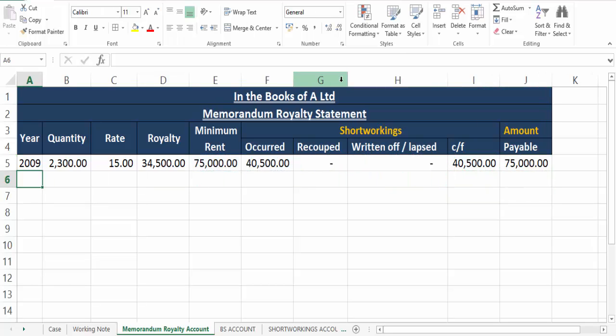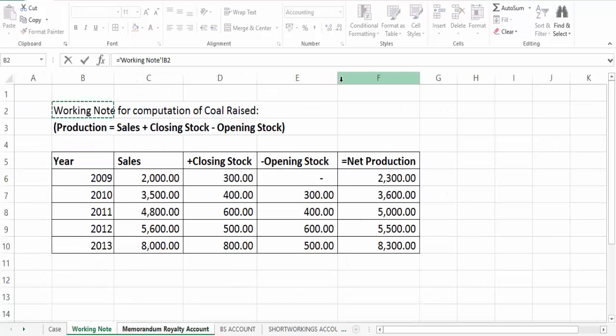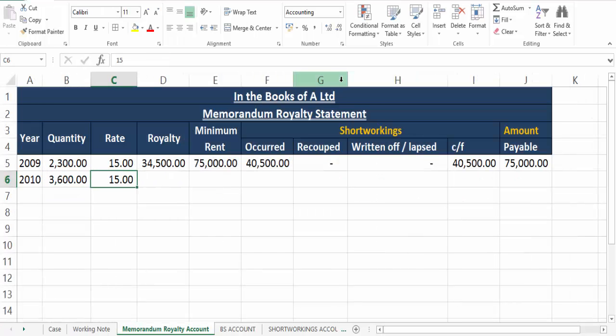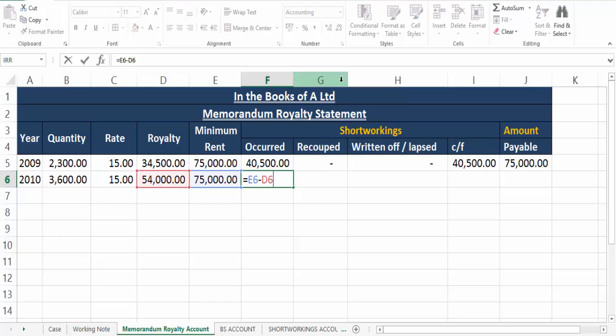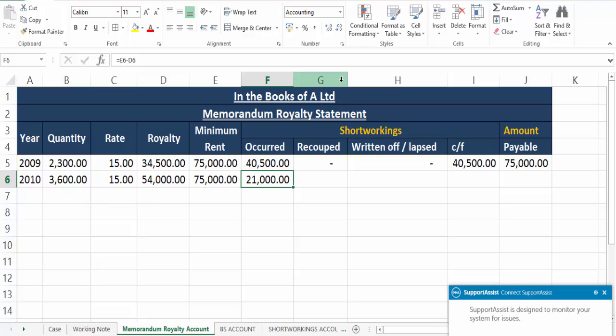Moving on to year 2010. What is the quantity? We have quantity over here, which is 3,600, and the rate is the same, 15, so the royalty, multiplication of these two, is going to be 54,000. But we know there is a minimum rent of 75,000. It means there is a shortage, so we have short workings occurred, which is 21,000. It is 75,000 minus 54,000, and there is no recoupment.